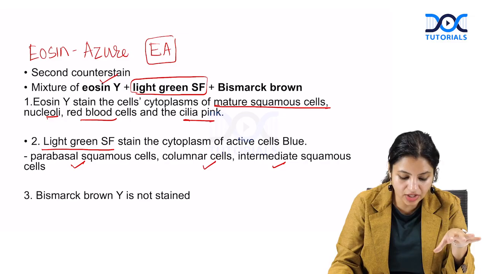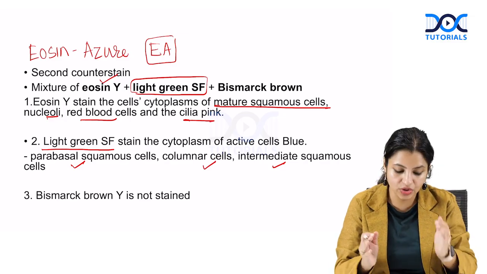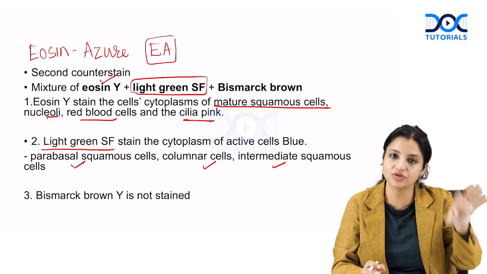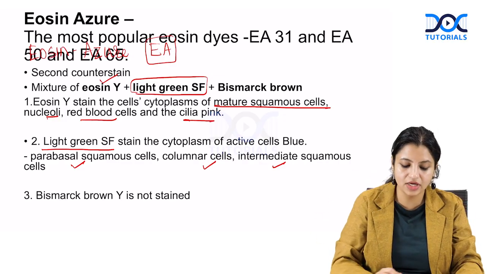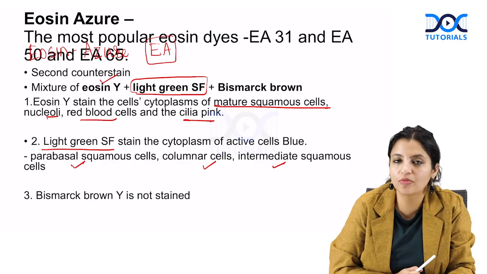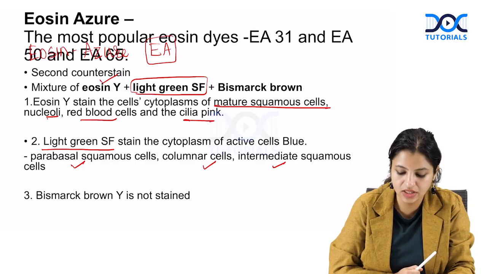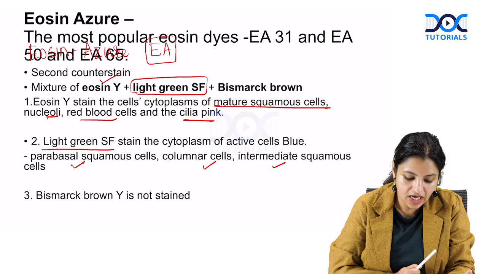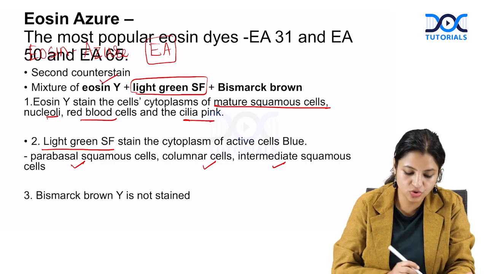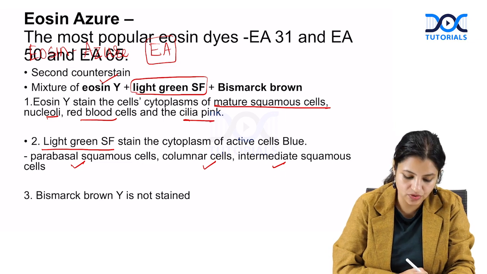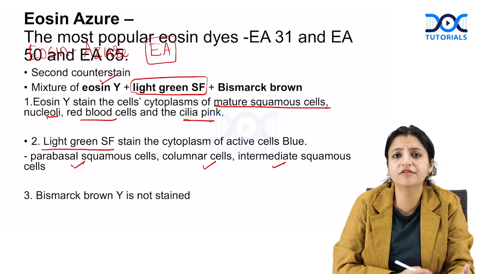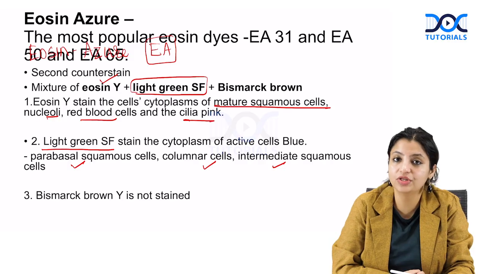Apart from that, you have to remember always, guys, that this mixture of eosin Y, light green SF, and Bismarck brown is called eosin azure, and the most commonly used eosin azures are EA31, EA50, and EA65. These are the most commonly used stains. EA50 is a very common one which we use basically.